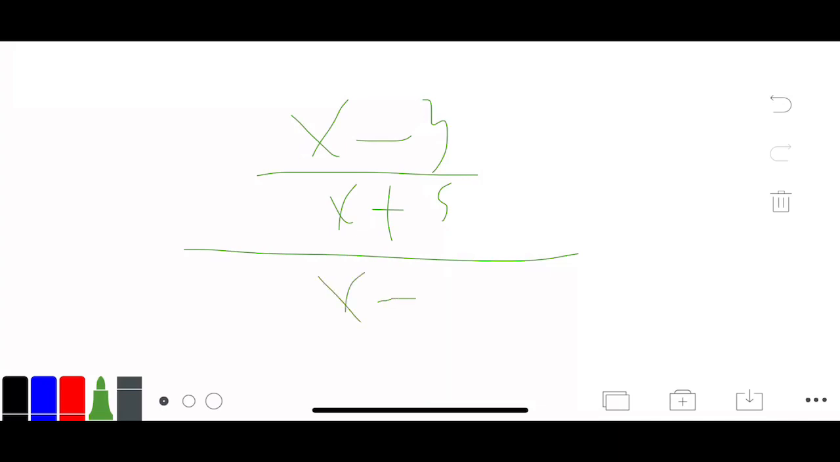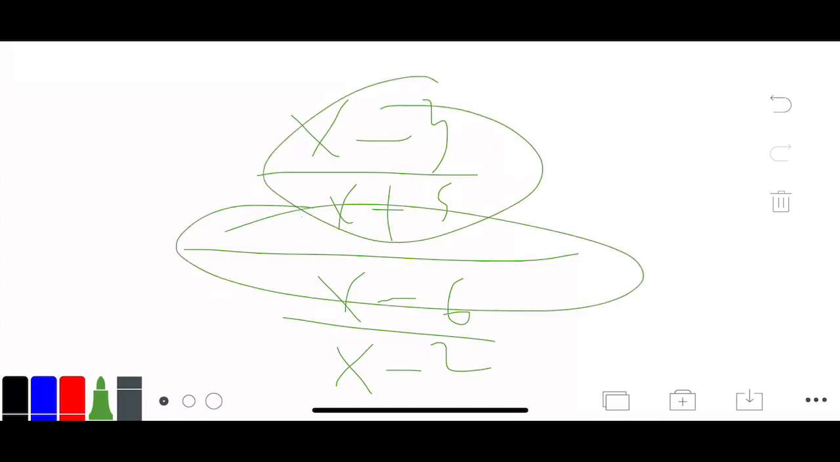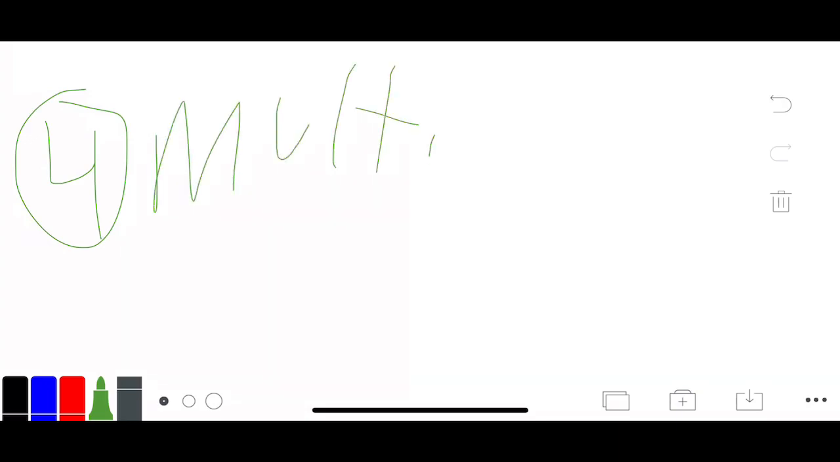I'm just going to do an example: x minus 3 over x plus 5, over x minus 6 over x minus 2. So you have a fraction over another fraction. That's a complex fraction. And the fourth thing that you can do is multiply and expand.